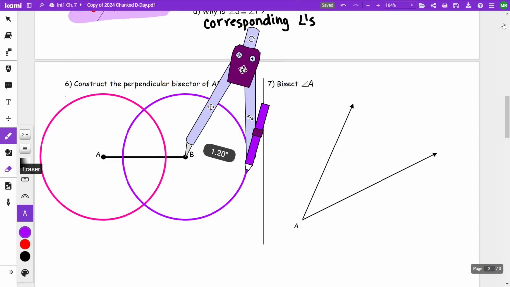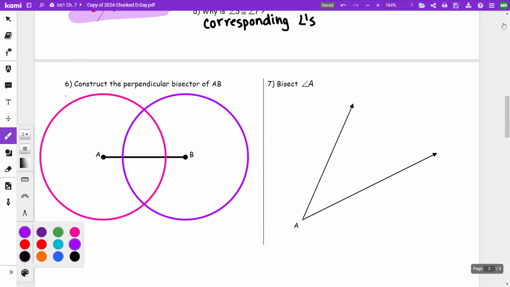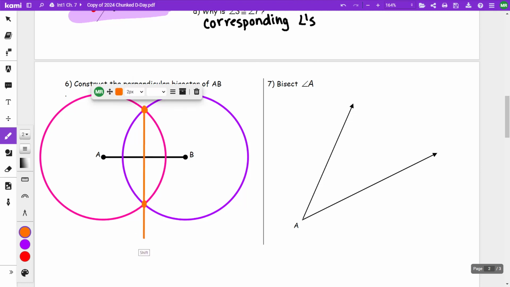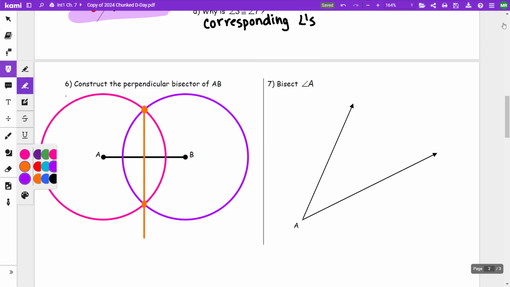Now where these two circles meet, they meet up here and down here. So then you're going to draw a line connecting those 2 points of intersection. I am going to draw a line going through this one and this one. And that is my perpendicular bisector. Let me highlight it. This right here that I just drew in orange, that is the perpendicular bisector.